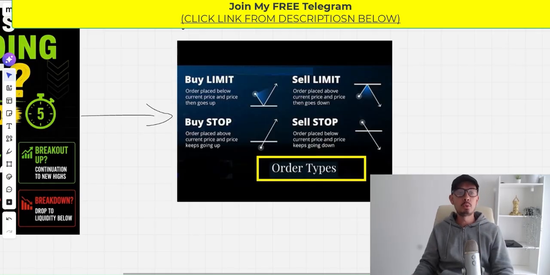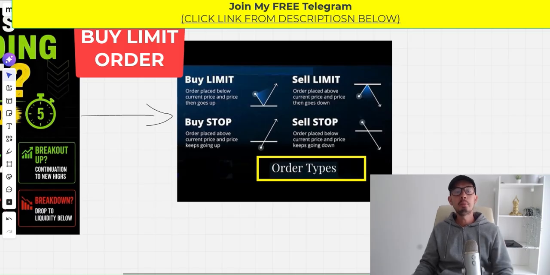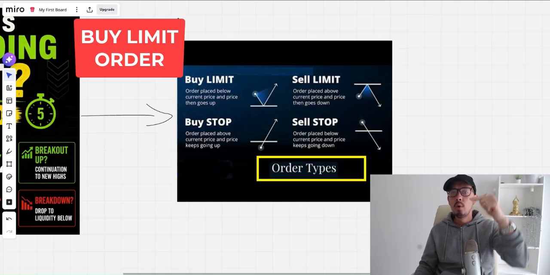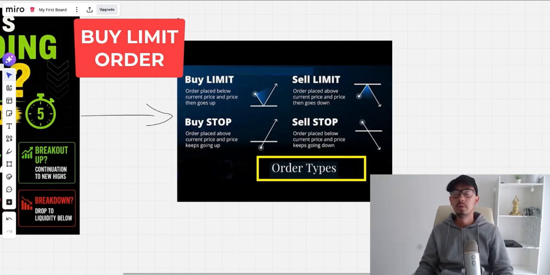So okay, first one, what is a buy limit? An order placed below the current price, expecting the price to go up. You are telling the market, I want to buy only when the price drops to this specific level, because you have identified a key support level, fair value gap or order block that is below the current price, and you want to buy the dip, not chase the move.